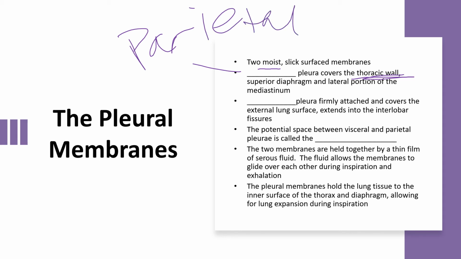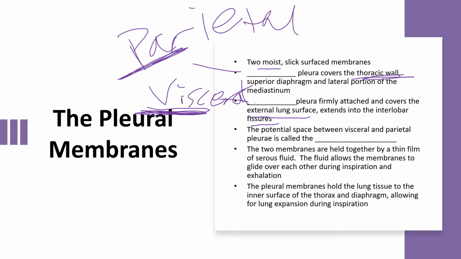So that's the parietal pleura. And then the pleura that's attached to the lung surface itself and goes into the fissures, this would be the visceral. V-I-S-C-E-R-A-L. So the parietal pleura and the visceral pleura. The visceral is, remember, very close to the lung. The parietal is the perimeter one that goes along the chest wall.